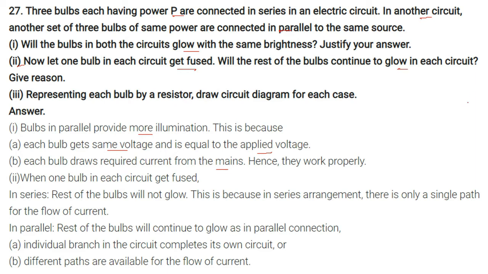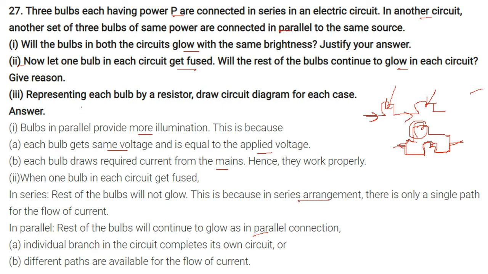In series, the bulbs are like this. In parallel, the bulbs are like this. So, in series, if this fails, this will not work. This is because in the series arrangement, there is only one path for flow of current. But in parallel, if one of these bulbs gets fused, the current can always go through the other path. So the rest of the bulbs will continue to glow in parallel connection. Okay.